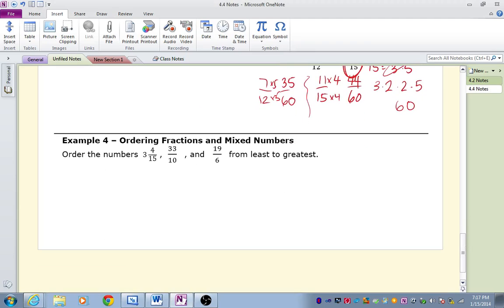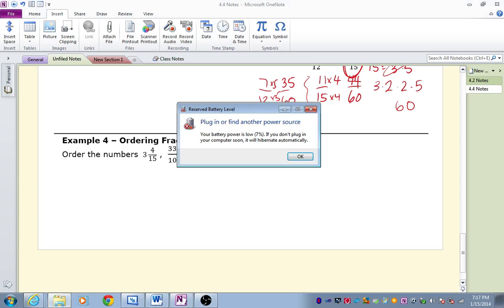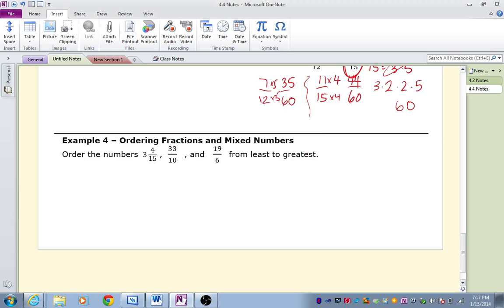Last example, ordering fractions and mixed numbers. Okay, my battery's dying, but hopefully we make it through the video. Okay, we're going to first make sure that they all kind of look the same. Right now I have a mixed number and then two improper fractions. So we're going to change this first one to an improper fraction as well.